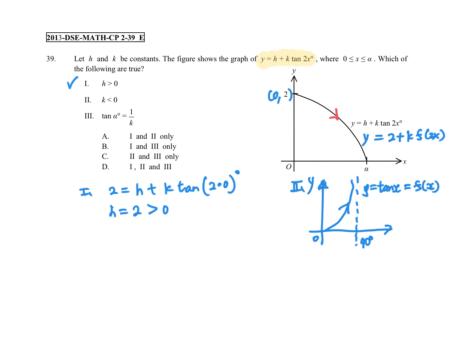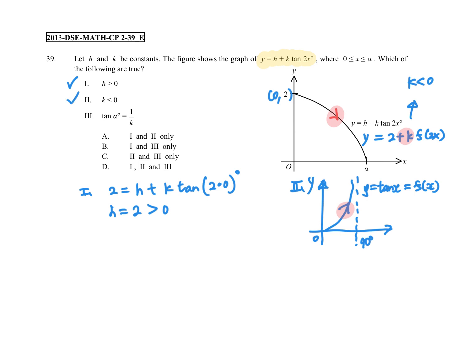So that's why here you can see about the k. From increasing trend to decreasing trend, that's why k must be less than 0. That's why statement 2 is correct.